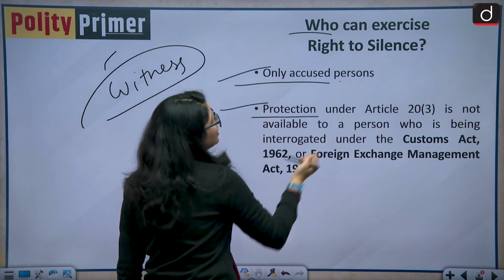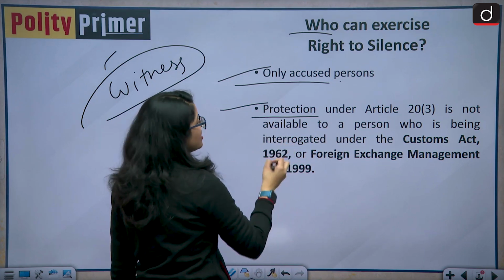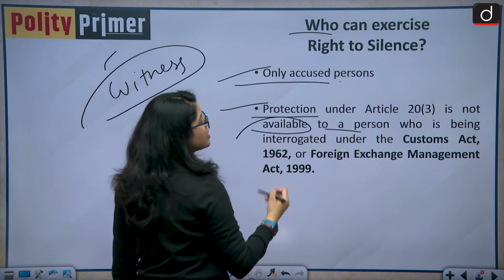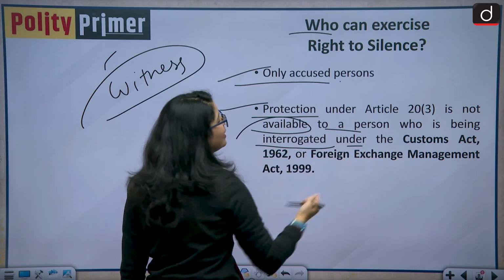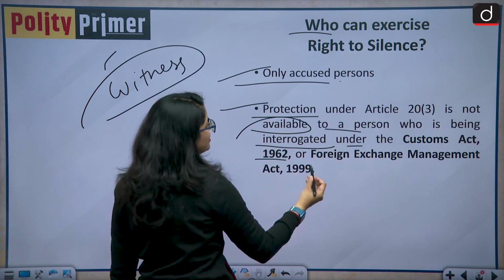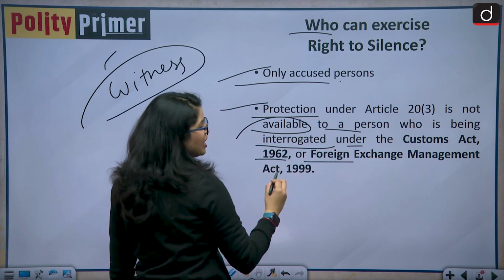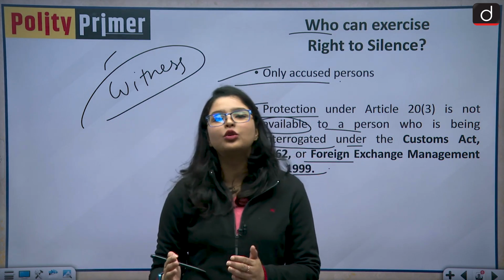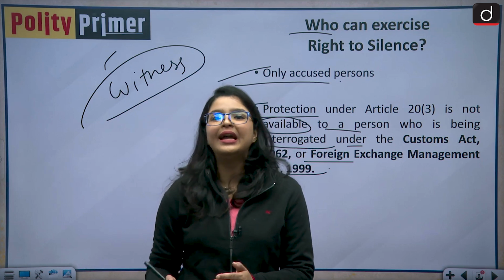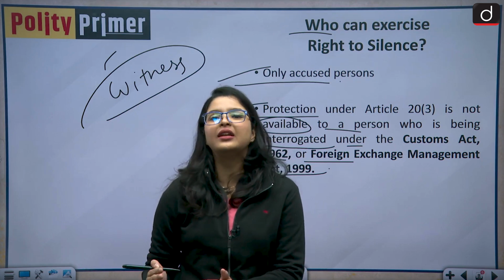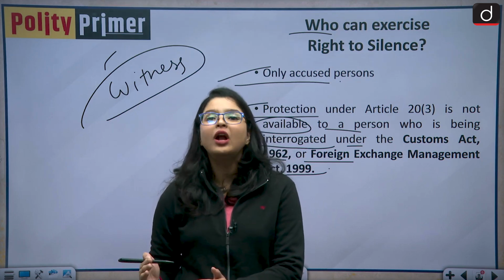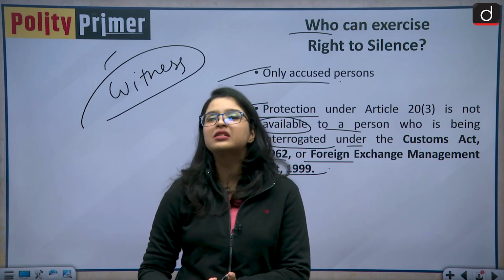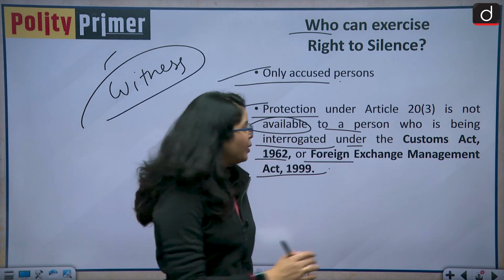Moreover, protection under Article 20 clause 3 is not available to a person who is being interrogated under the Customs Act 1962 or Foreign Exchange Management Act of 1999, because they are not considered to be accused persons in India, and that is why this protection under Article 20 clause 3 is not available for questioning under the Customs Act or the FEMA Act.